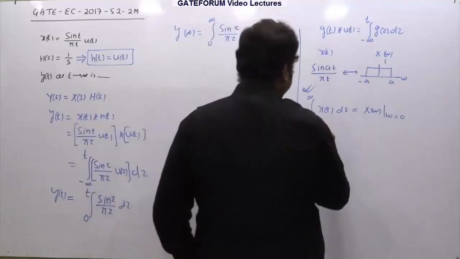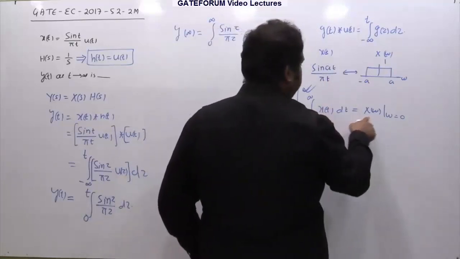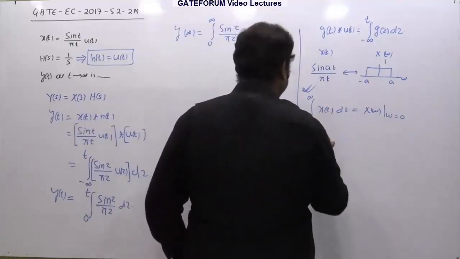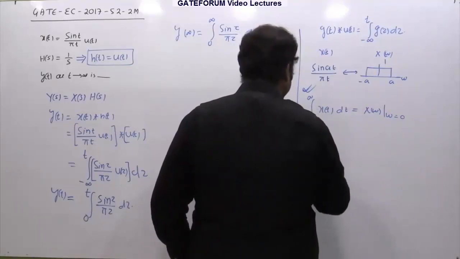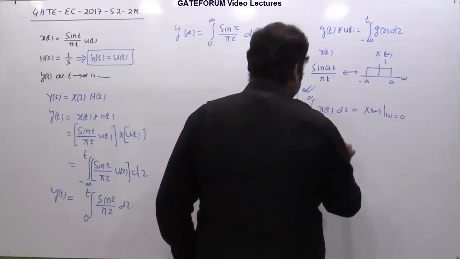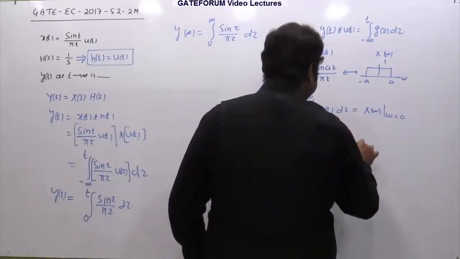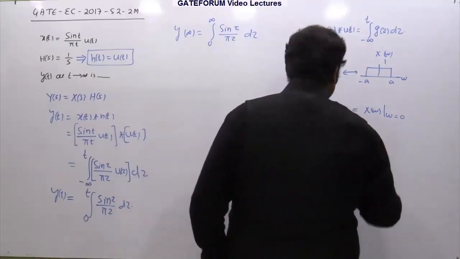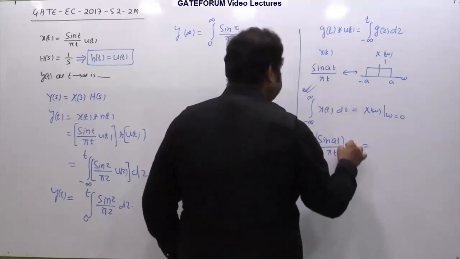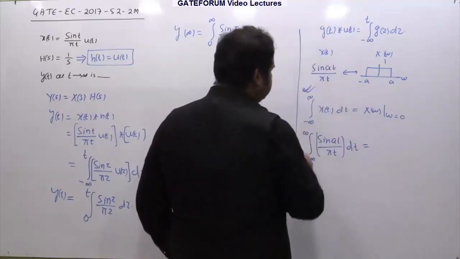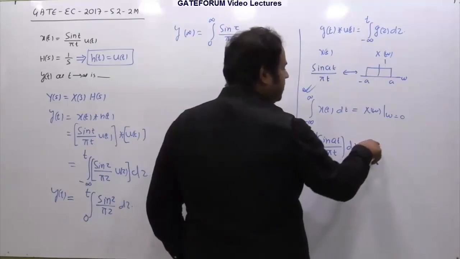So if the integration of x(t) dt from minus infinity to infinity becomes X(omega) at omega equal to 0. So if I ask you what is the integration from minus infinity to infinity of sin(at)/(pi t) dt, then what will be this answer? What I am basically doing is taking this signal and integrating it over this interval. I am asking you what is the answer.